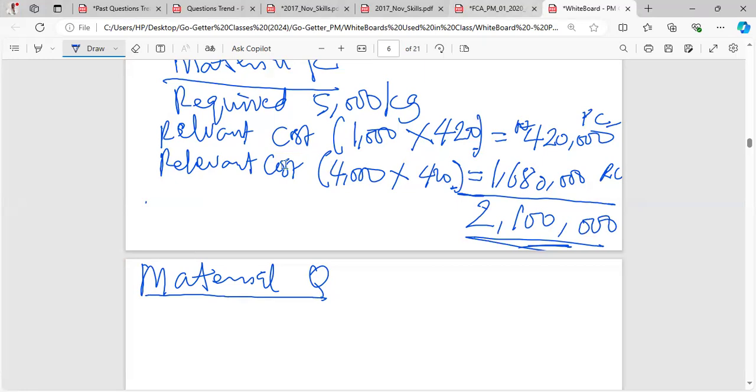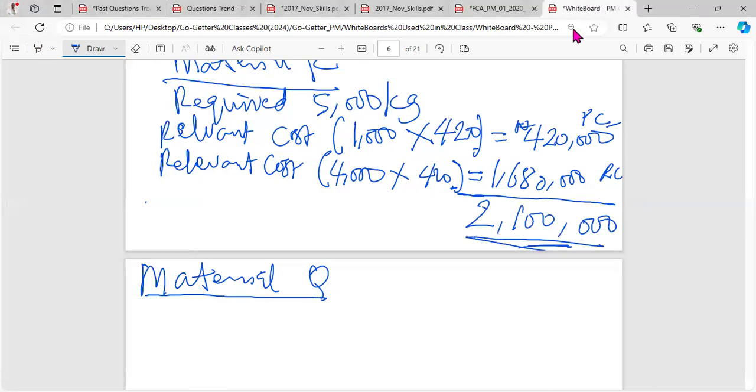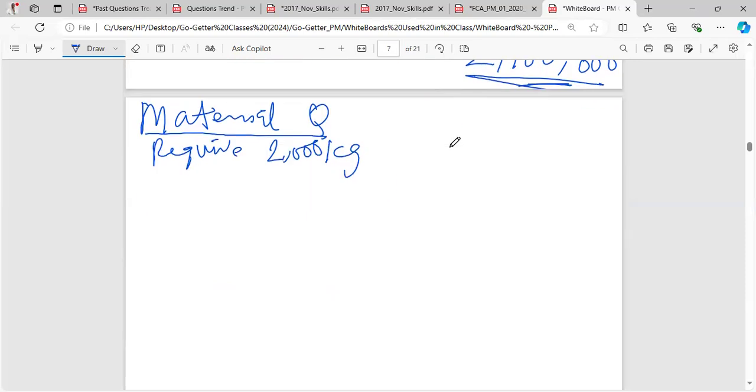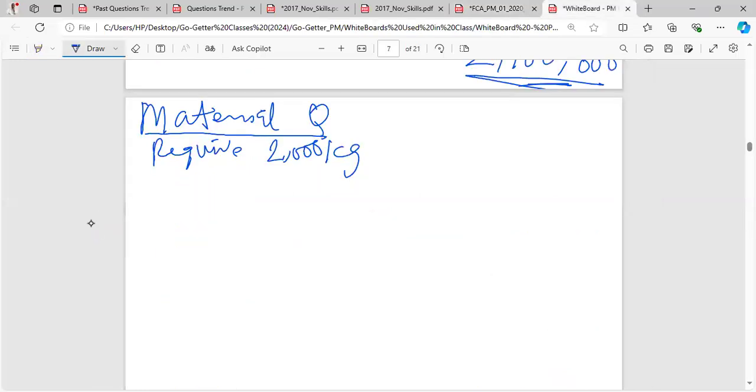In material Q, required is 2,000 kg. So the question you'll be asking yourself now is, is this 2,000 kg available in the store? Now, there are 1,500 kg of material Q in inventory. So what it means is that 500 is not available in the store. So we need to purchase 500.